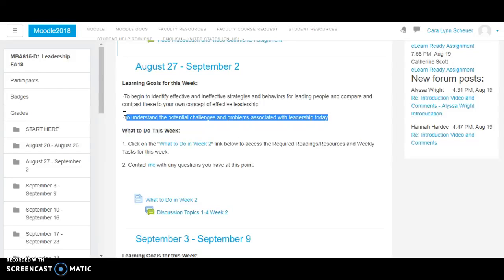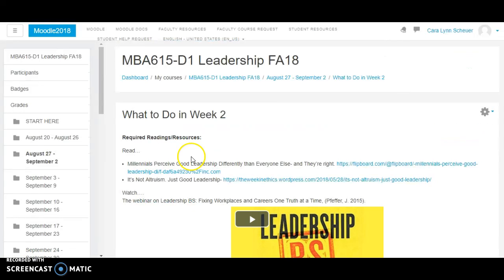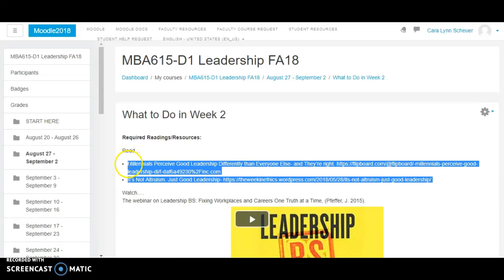So what will you need to do for this week? You can find out by clicking on this link. As shown here, you have 2 articles to read for this week, both of which will provide some initial thoughts on the qualities and behaviors of effective leaders. After reading these articles, you will then be asked to reflect on how these ideas compare to your own concept of effective leadership, as discussed in your introduction video from last week. This will comprise your discussion topic 1 for this week, which can be accessed by clicking on this link here below.